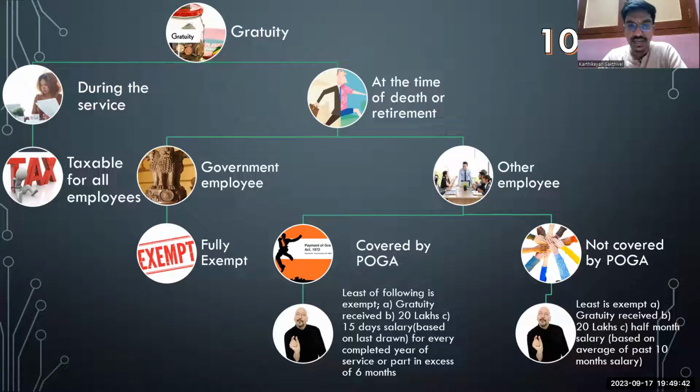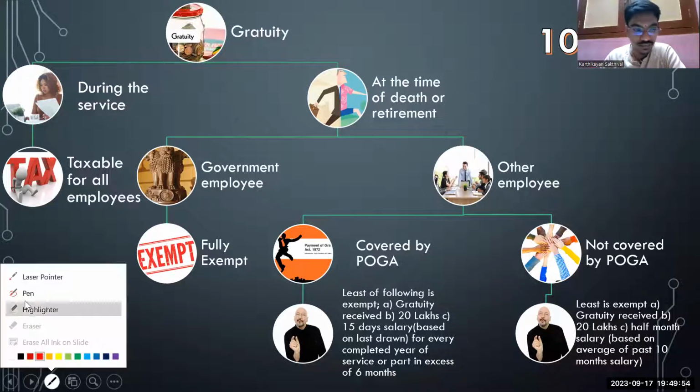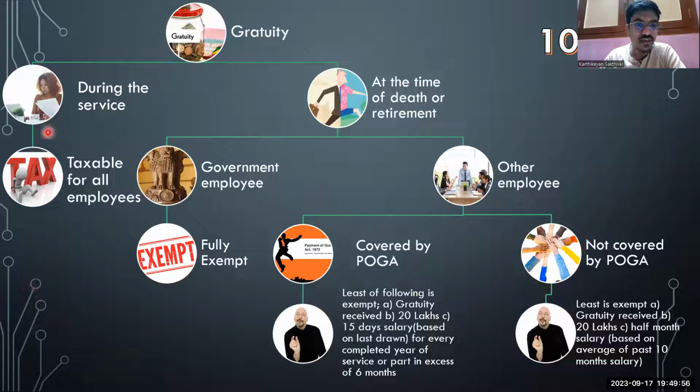From the employee's angle, the amount will generally be receivable at the time of his death or retirement. But if the amount is received while he is in service due to some reason, then it is taxable irrespective of whether he is a government employee or a non-government employee, right? So gratuity is a payment made by the employer to his employee as a gratitude for the services rendered by him to the company. It will be a wholesome payment. It will not be a month-on-month payment like pension.